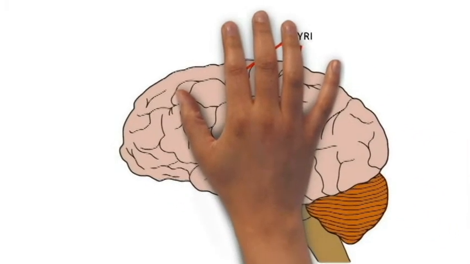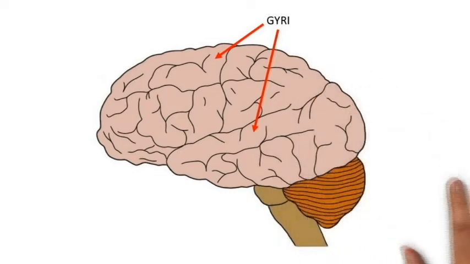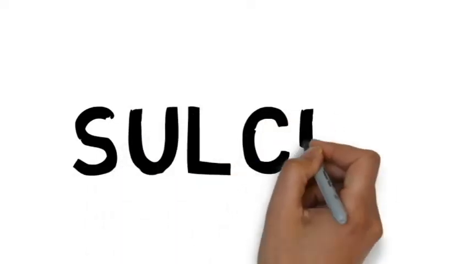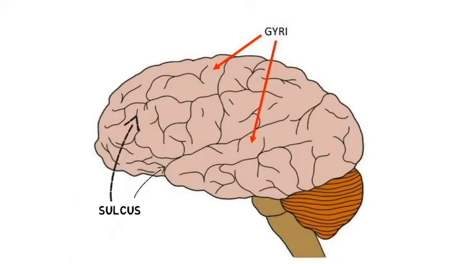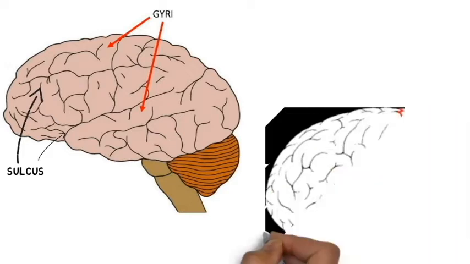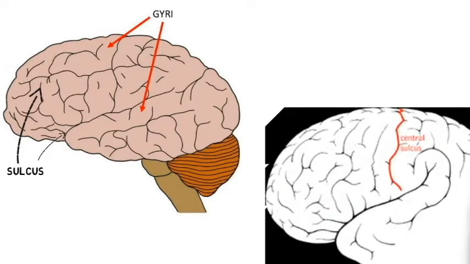Now, the folds are called gyri. The singular for this term is gyrus. When you look at the valley in these folds, these are called sulci, or sulcus, and refers to the infolding of the cortex. If a sulcus is very, very deep, it is then called a fissure, a deep sulcus. If we are to look at the side of the brain at the midpoint, this is a sulcus, and its name is the central sulcus.